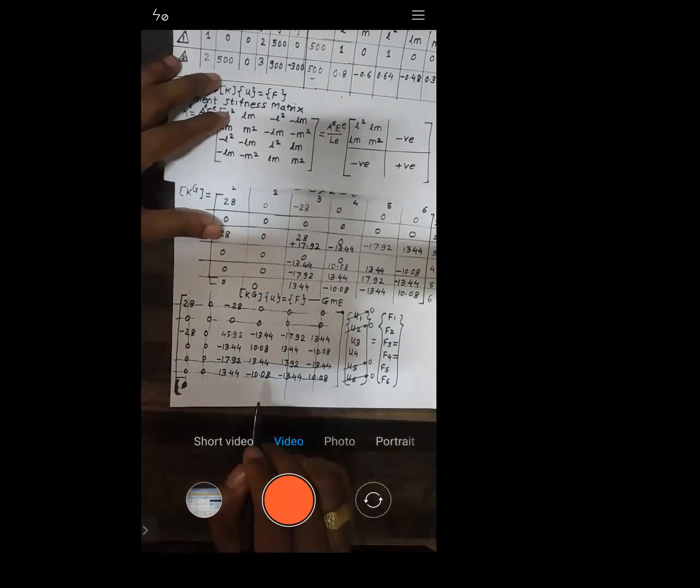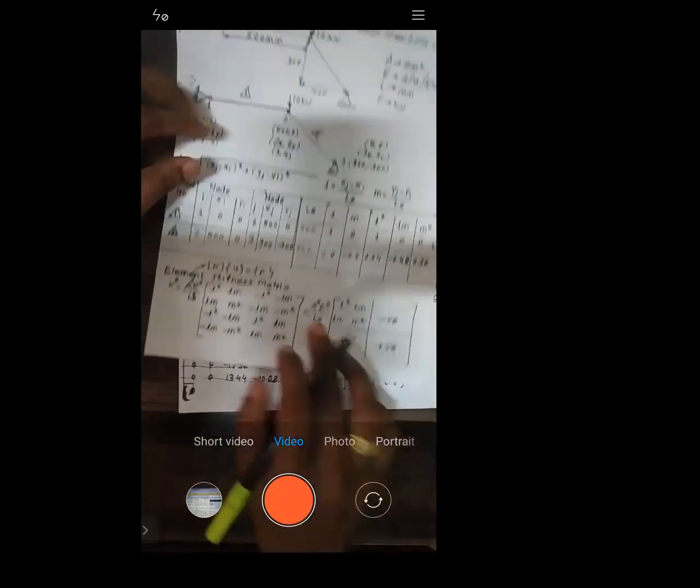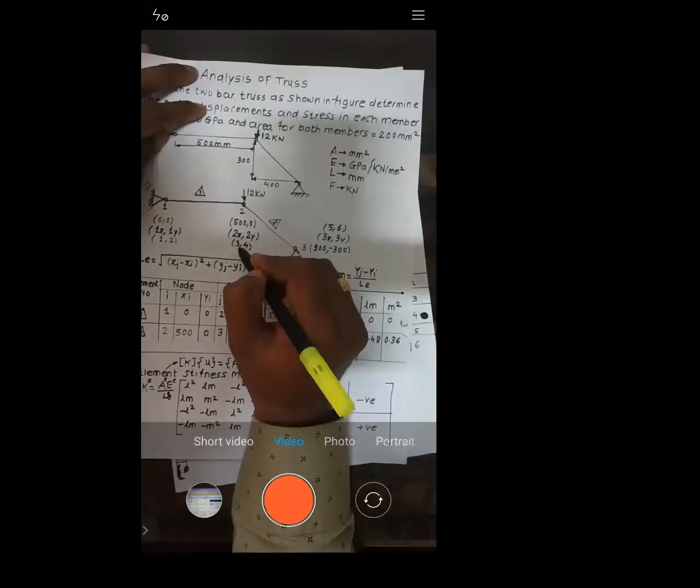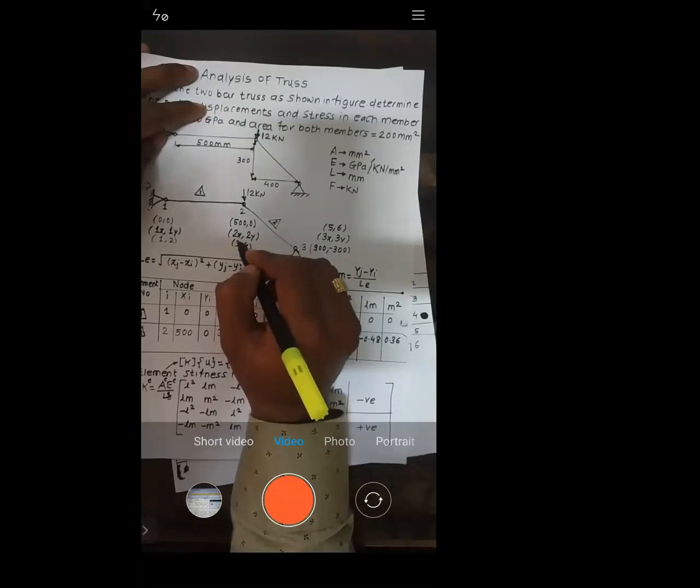So what is F3? See, what is the meaning of 3? 3 is in X direction. So at node 3, is there any force in X direction?